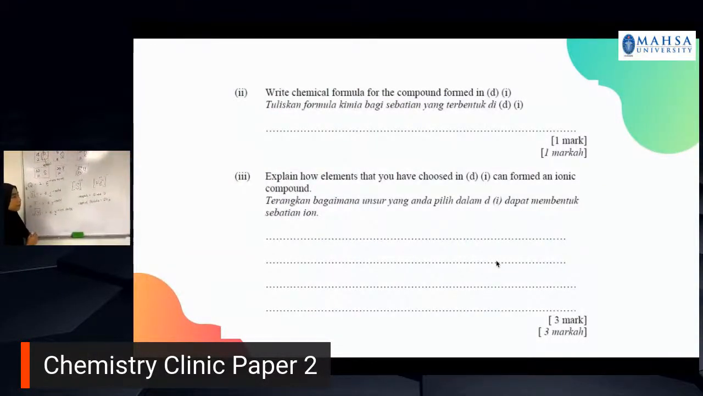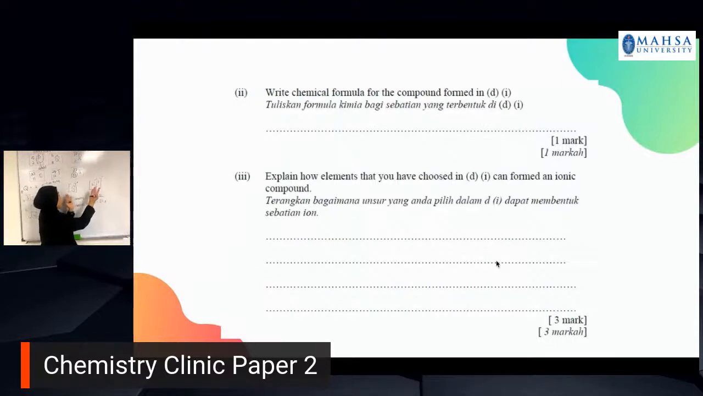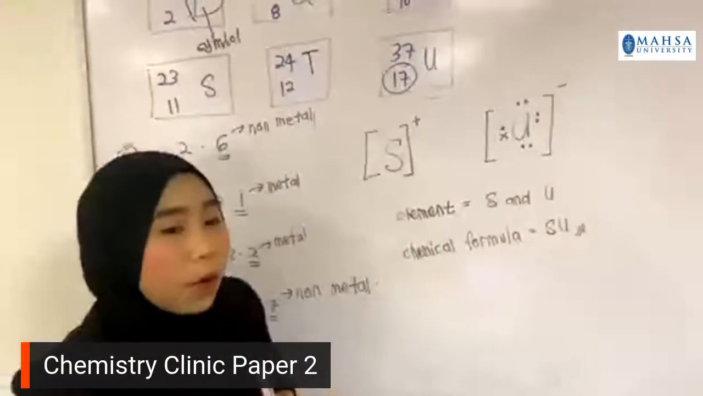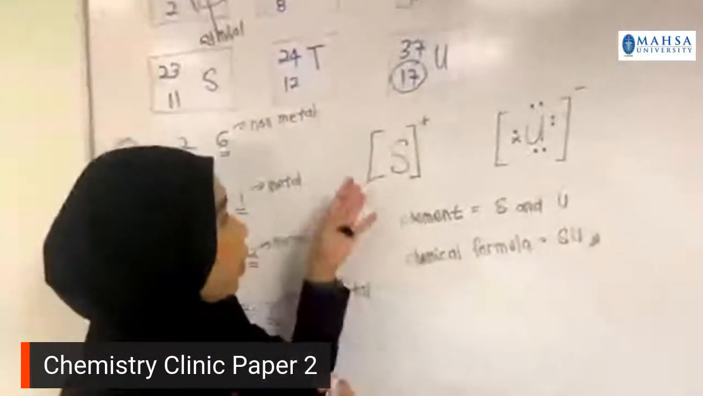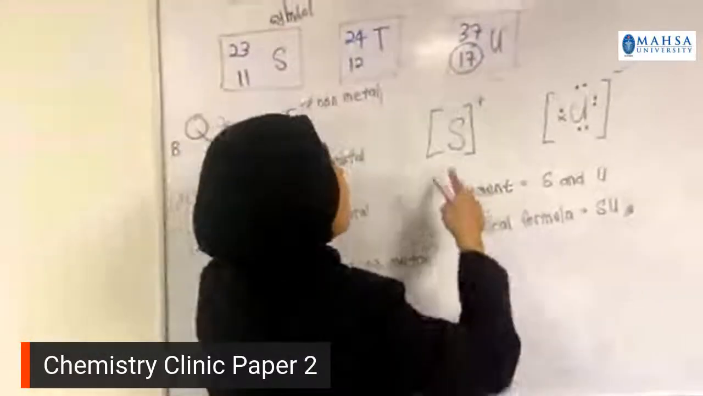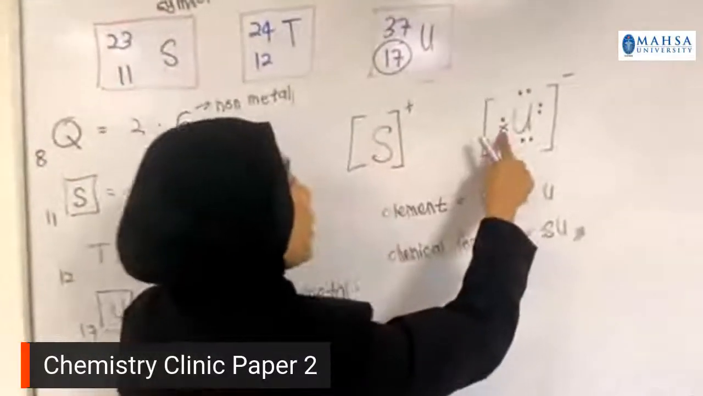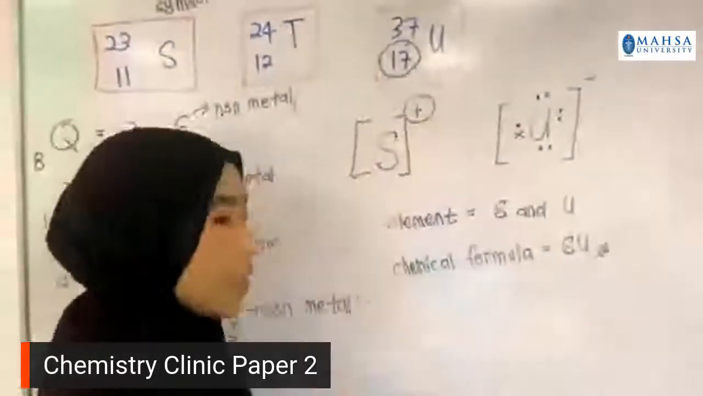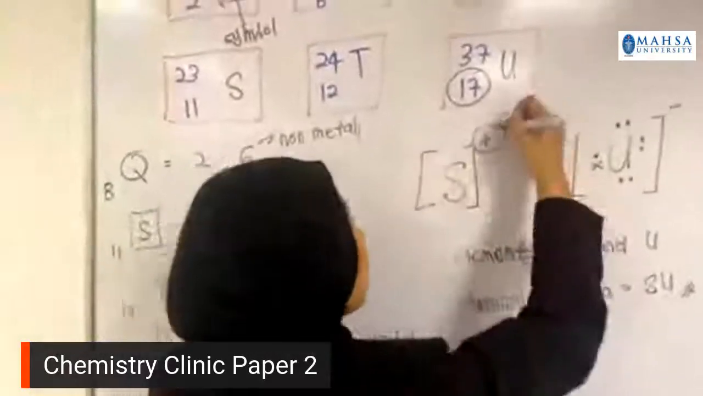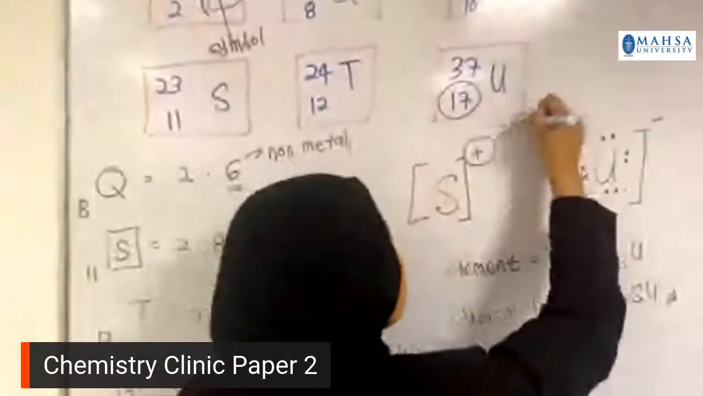The next question. Explain how the elements that you have chosen in D1 can form an ionic compound. Okay, so I already drew here the ionic bond that forms between S and U. So what's going to happen? How can I explain the ionic bond that forms? S donates one electron, forming the positive ion, which we call a cation.